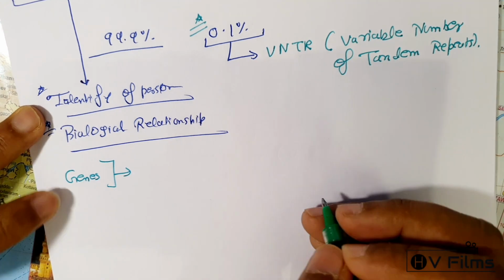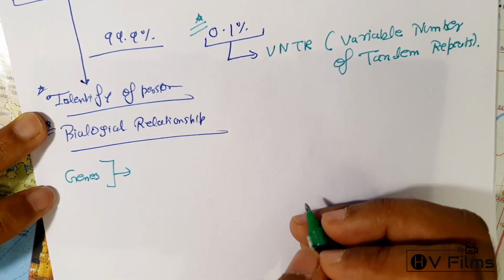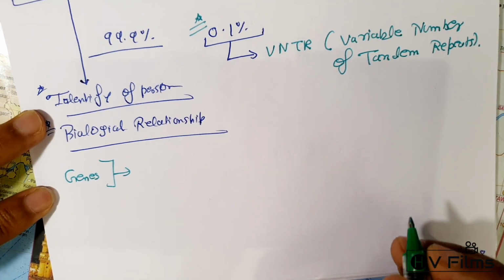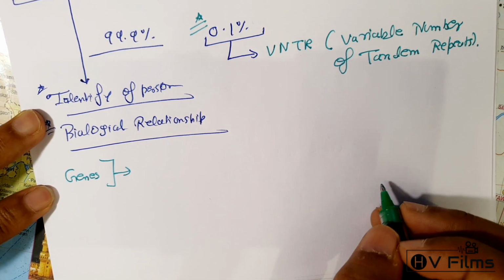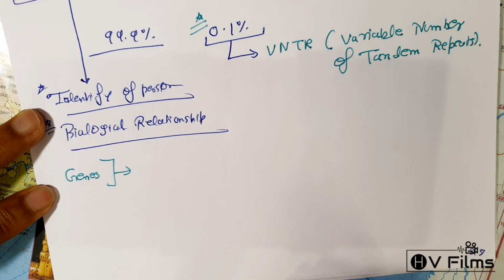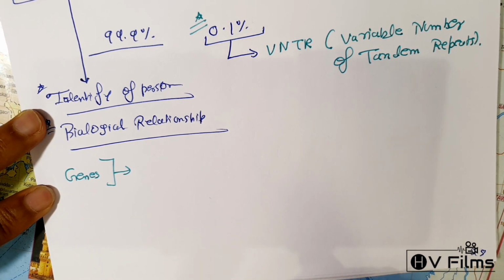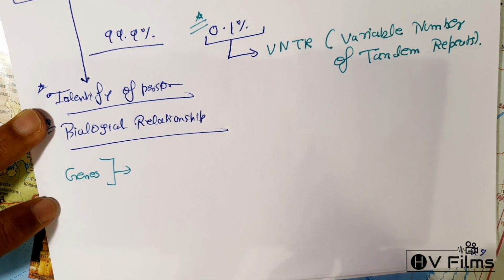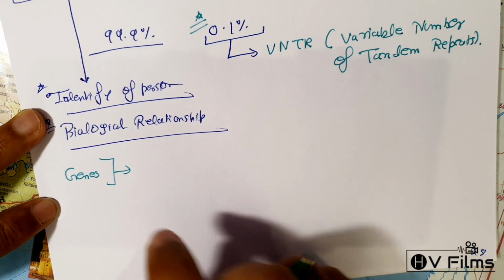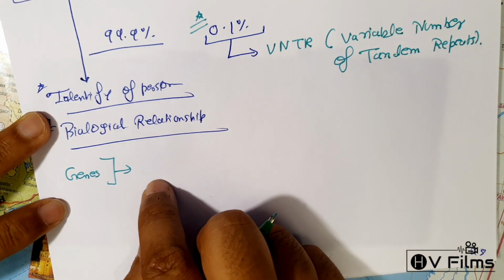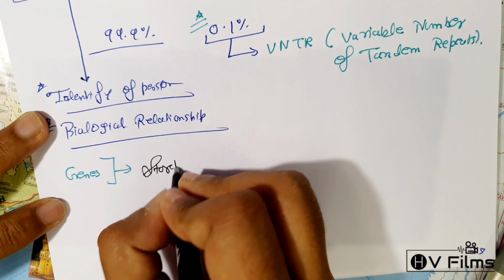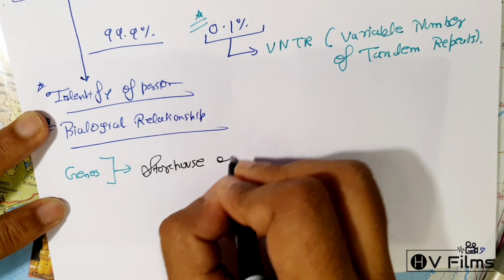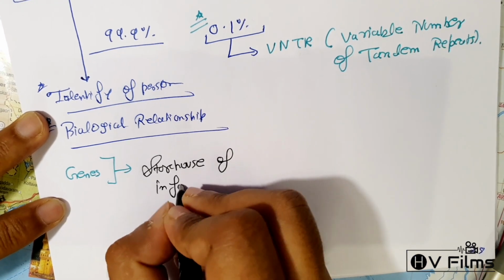Now, every cell in an organism contains all the information needed to manufacture every protein in the body. So I repeat, every cell in an organism contains all the information which is needed to manufacture every protein in the body. And actually the gene is a strand of the DNA which acts as a storehouse of that information.